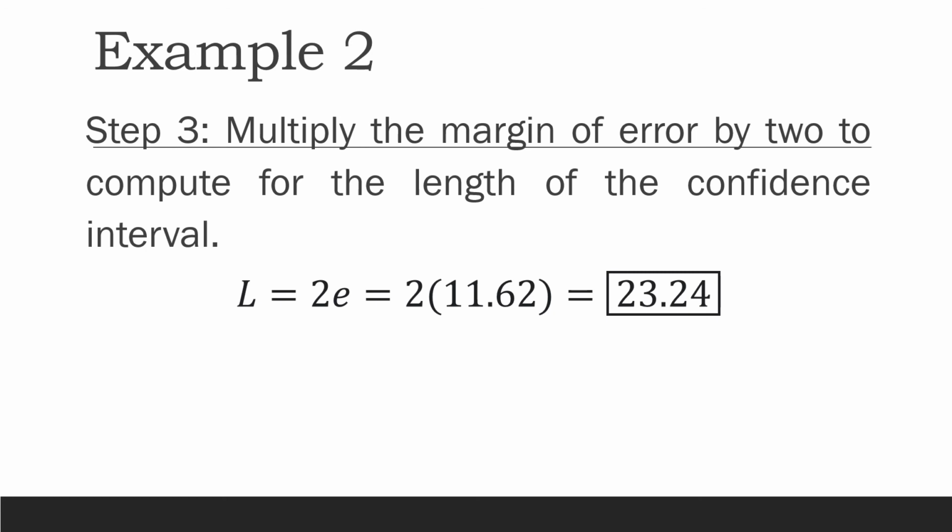Since we already know the value of E, we are going to determine the length of the confidence interval, and that will be multiplying the value of E by 2. So 2 times 11.62 will give us 23.24.